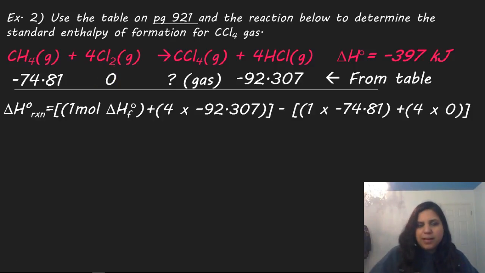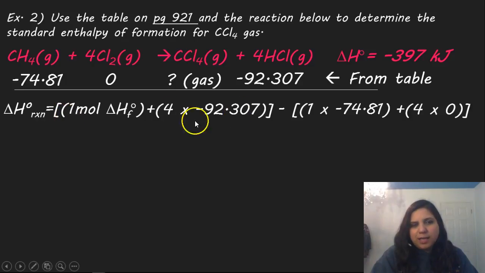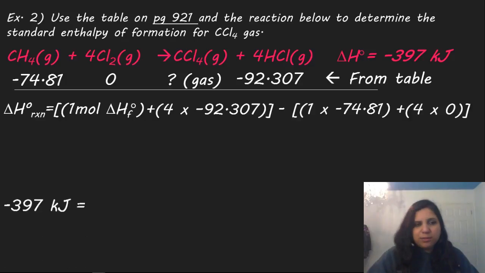Okay. Now in this example, notice I just started with the numbers here, and I didn't go through and do 1 times this delta HF for Cl2, this, whatever. You don't have to do that. You can just start at this step. You're welcome. All right, so here we go.